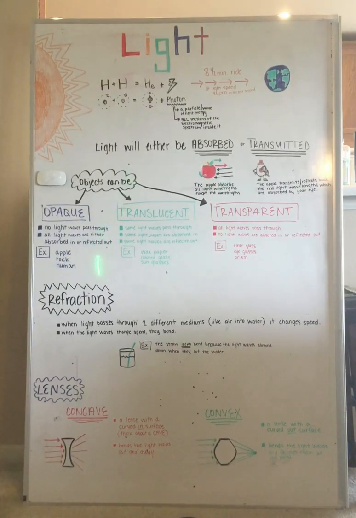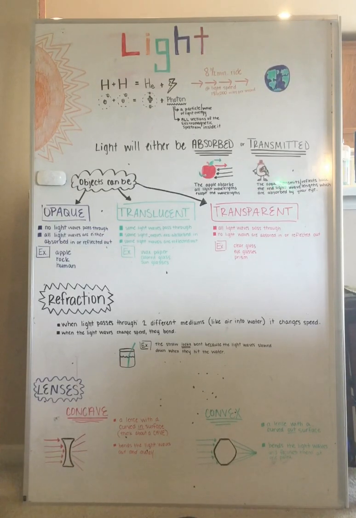The second way that light can interact with an object is if the object is translucent. So this allows some light waves to pass through, but some light waves are absorbed and some light waves are reflected. So some go through, some get absorbed in the object, and some bounce off. Examples of this are wax paper, colored glass, and sunglasses.